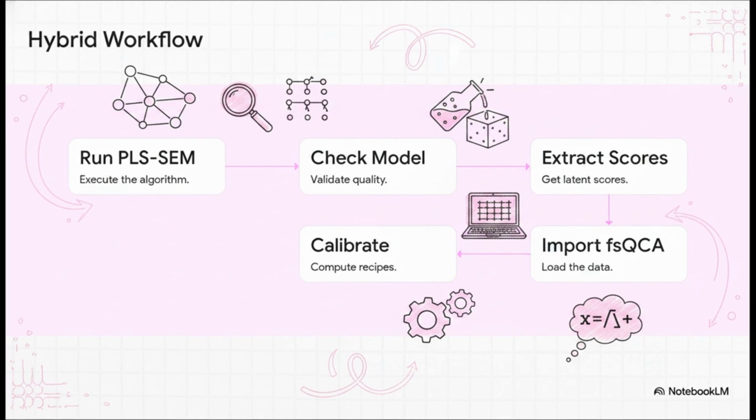Okay, so how do we actually pull this off? Let's literally walk through the workflow step by step. We're going to start in the SmartPLS-4 environment to run the PLS-SEM algorithm. Next, we rigorously check the measurement model. After that's validated, we extract the latent variable scores, import them straight into the fsQCA software, and finally, calibrate that data to compute our causal recipes. Simple enough, right? Let's see how this builds, starting with the first two steps.